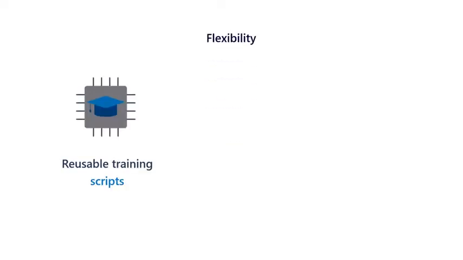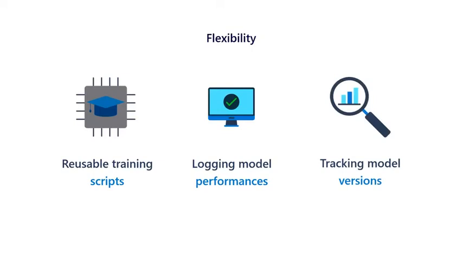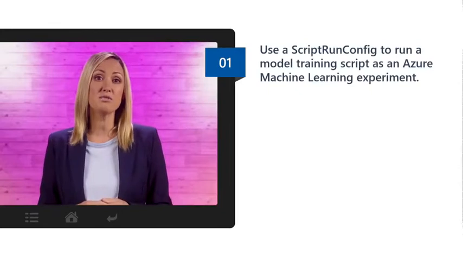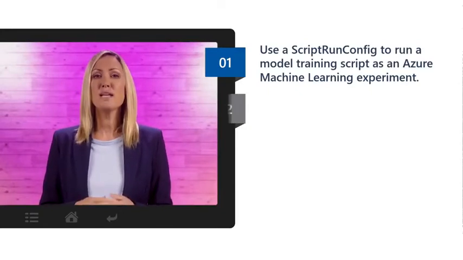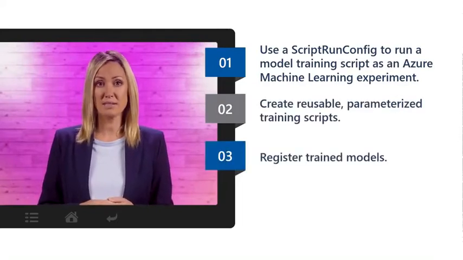However, in a production machine learning scenario, you need to consider creating reusable training scripts for multiple compute environments, logging model performance metrics during training and evaluation processes, and tracking model versions. In this lesson, you will learn how to use a ScriptRunConfig to run a model training script as an Azure Machine Learning experiment, create reusable parameterized training scripts, and register trained models.